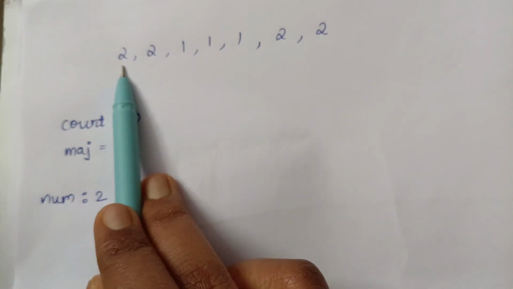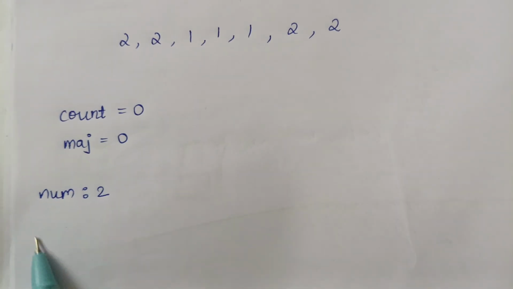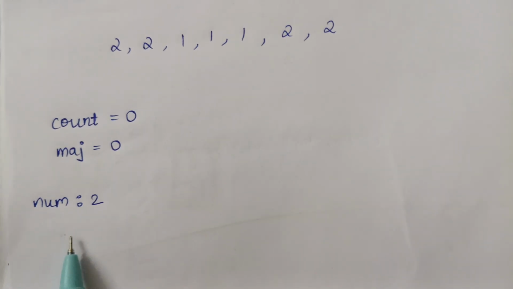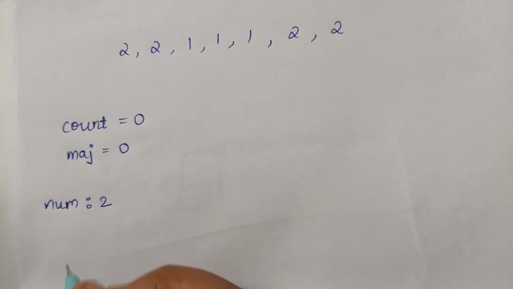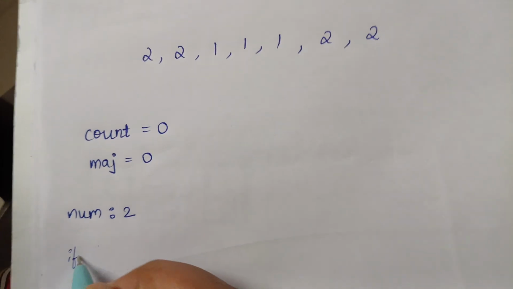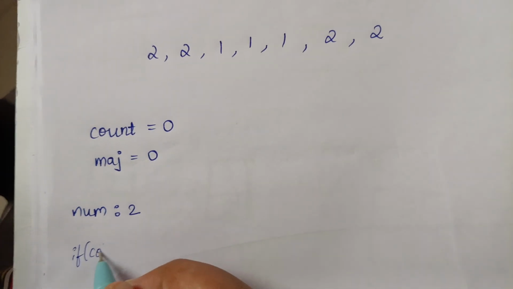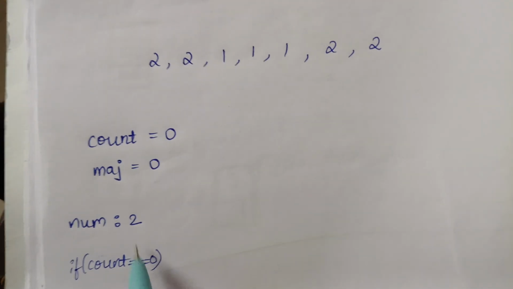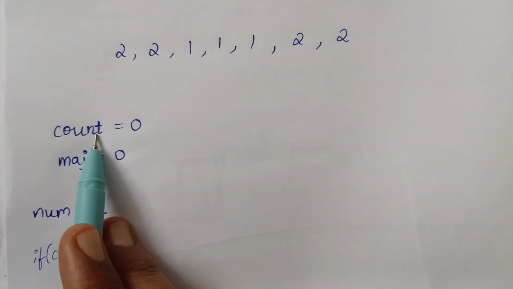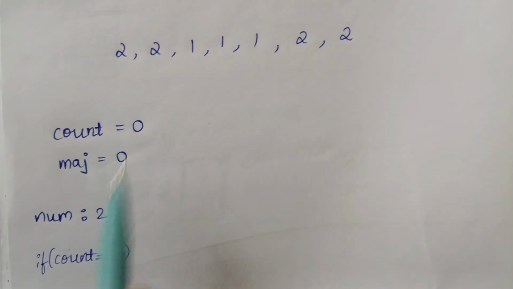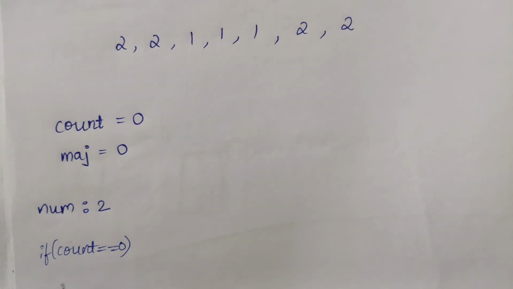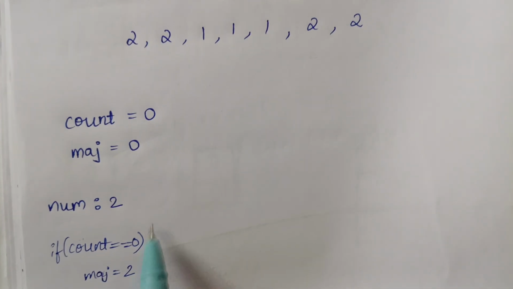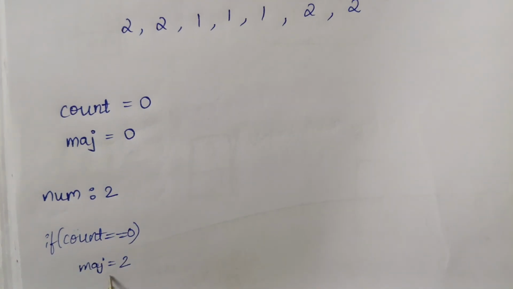In the for loop, the initial num value is 2, right? Now we are trying to write the first if condition. What is the first if condition? The first if condition asks us if count double equals 0, then what should we do? We can observe that count is equal to 0, right? If it is there, then what we need to do? We need to replace the majority with the num. What is num here? 2. So we are replacing this majority with the value 2.